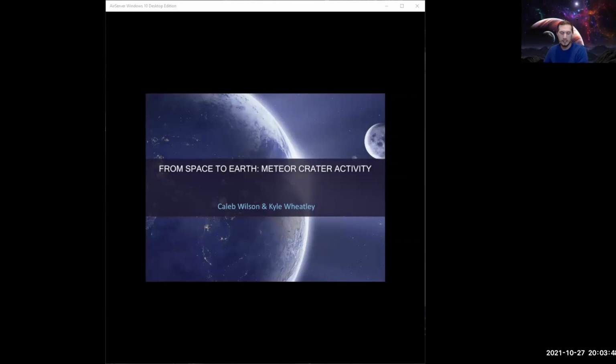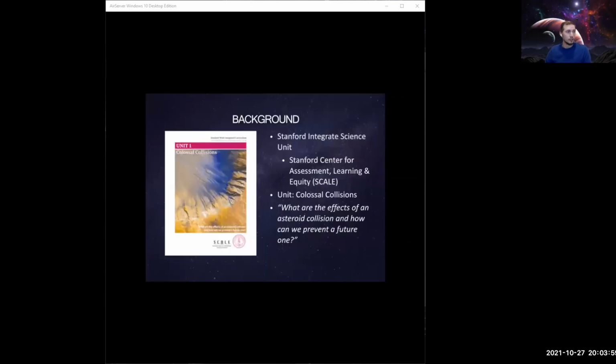So to give you the context and set the stage for our unit: this activity is called From Space to Earth, and it focused on meteor craters, impact craters versus volcanic craters. Currently in eighth grade science at Stephen Decatur Middle School, we're using the Stanford SCALE units. They are designed by Stanford University, specifically their Center for Assessment and Learning and Equity. And the unit that we're starting with is Colossal Collisions.